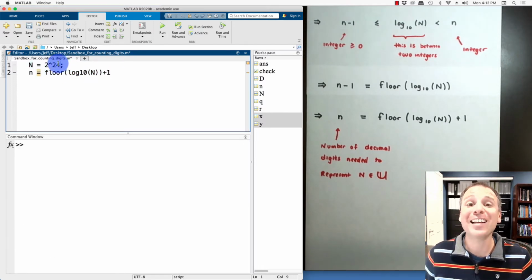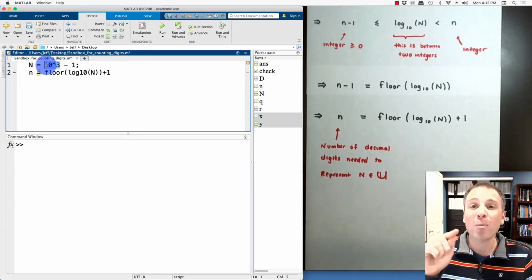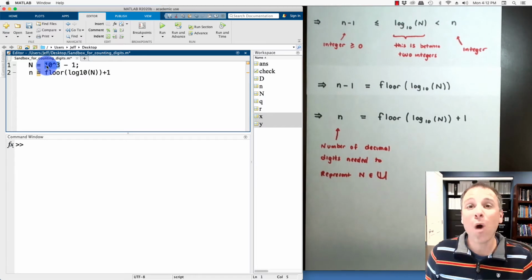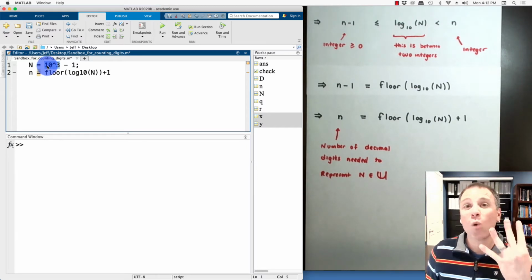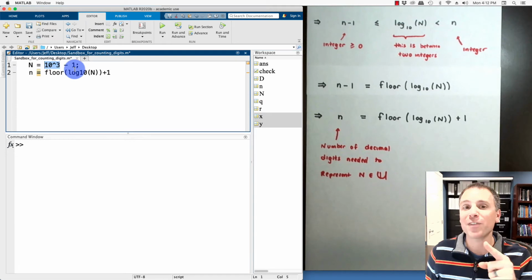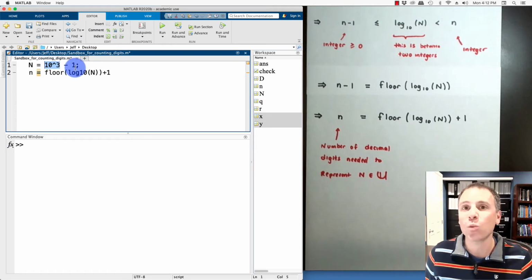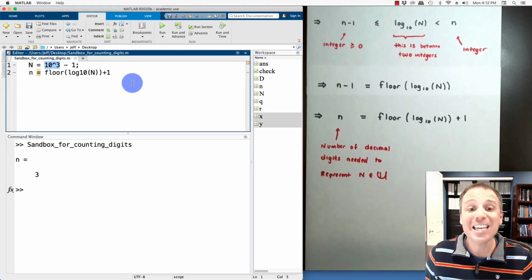Let's keep going and check an interesting case. Let's figure out how many decimal digits are required to represent the number 10 to the 3 minus 1. Well, remember 10 to the 3 is 1 followed by 3 zeros, so that would be 1,000. 1,000 requires 4 decimal digits. If I subtract 1 from that, 1,000 minus 1 is 999. So I'd expect that number to be 3. Indeed, when I run that code, that's exactly what this formula produces: that in order to encode 10 to the 3 minus 1, I need exactly 3 digits.